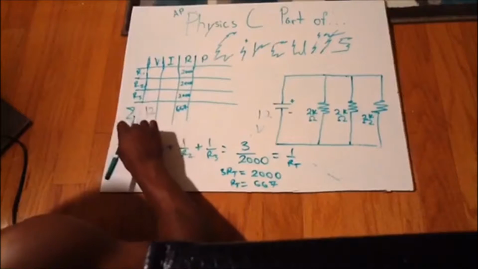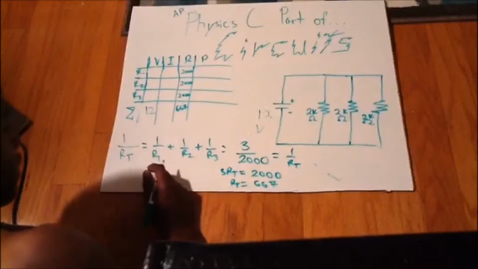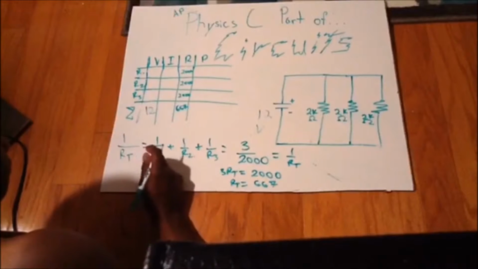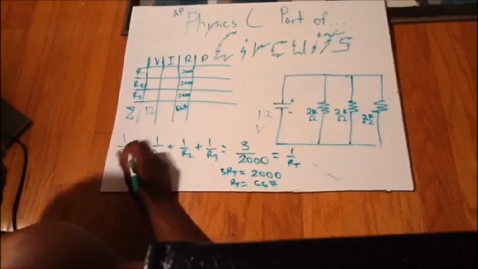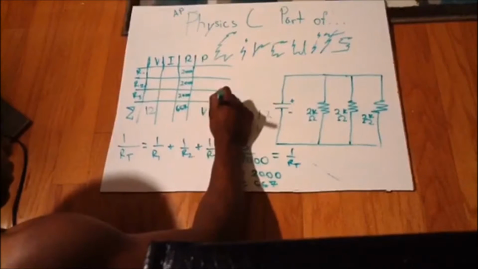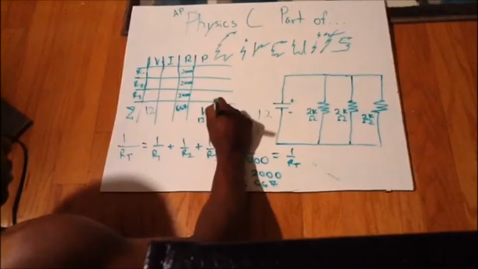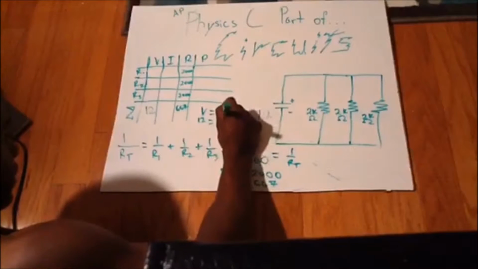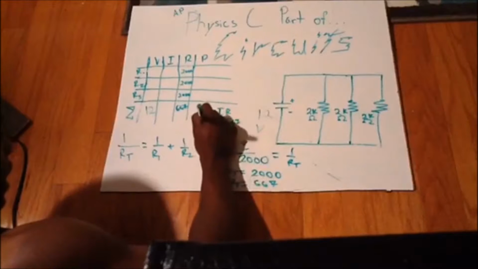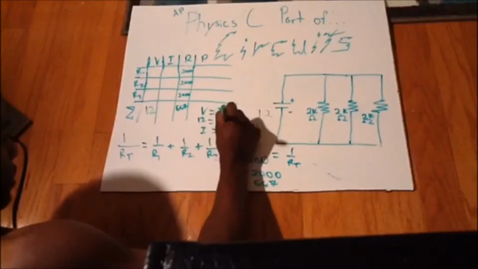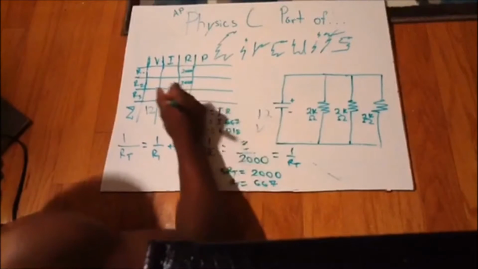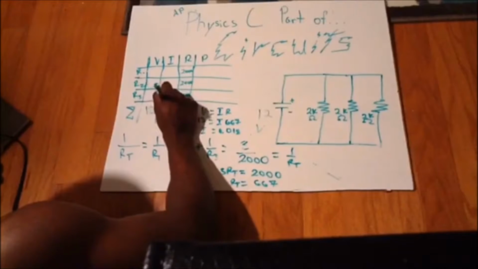So now we actually have voltage and resistance. We can find the current in the entire circuit. So we do the formula V equals IR. We plug in 12 and we plug in 667, and we get I equal to 0.018. And we put that there, 0.018.